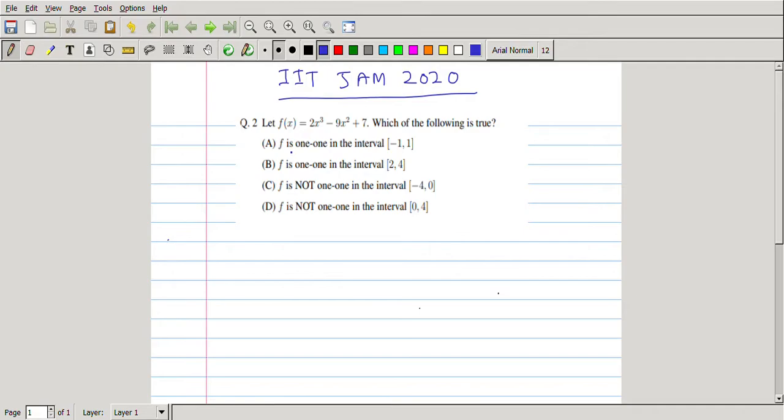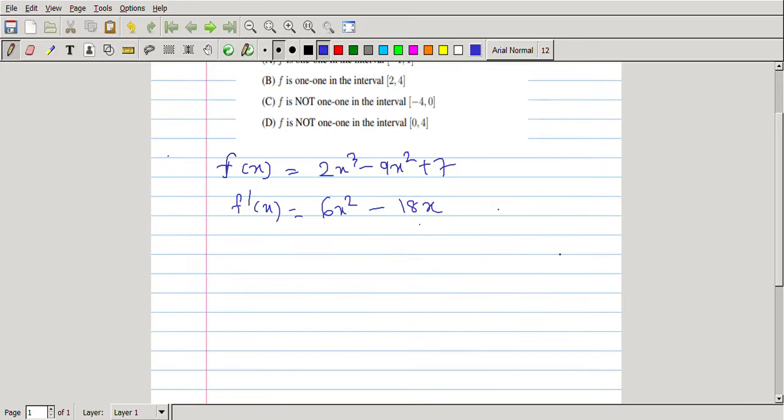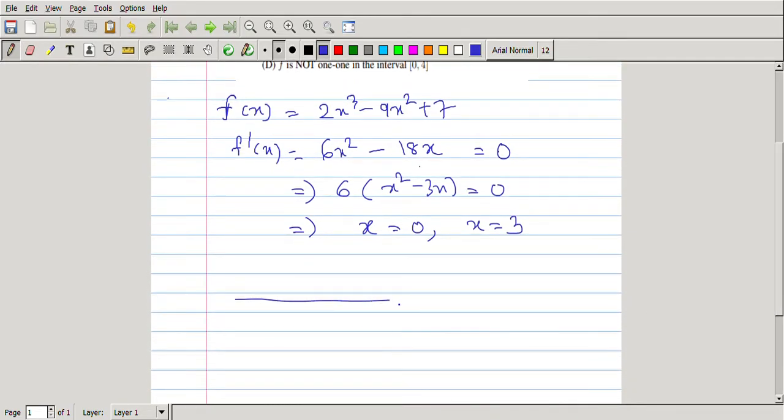Okay, so let's first try to understand the derivative of the function. We have f of x equals 2x cube minus 9x square plus 7. So the derivative is 6x square minus 18x. Let's first draw the sign scheme of the derivative of the function. So we set this equal to 0. We will have x square minus 3x equals 0, which implies that x equals 0, x equals 3. So we have 0 here, 3 here.